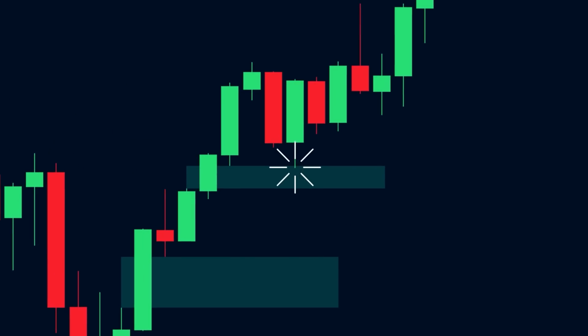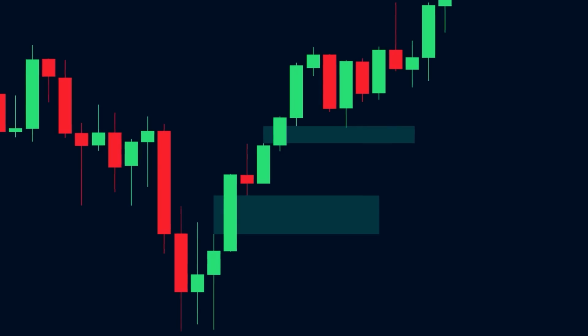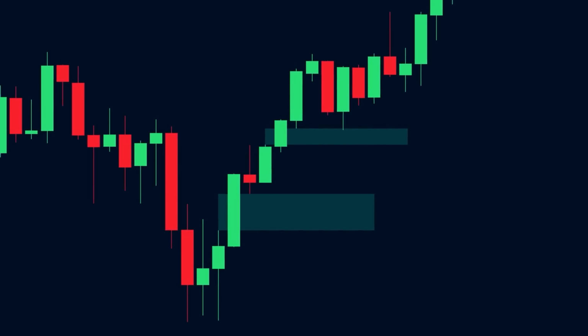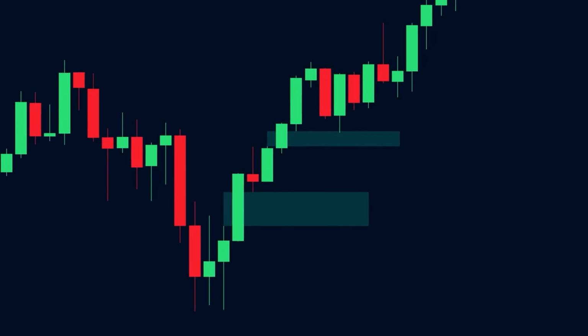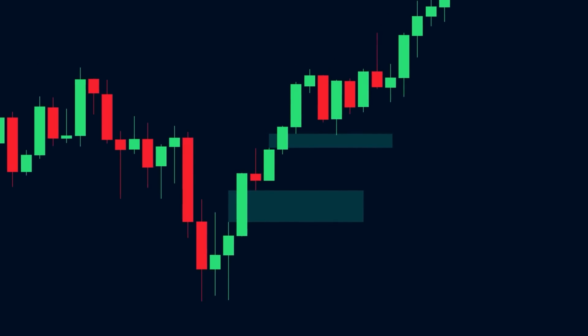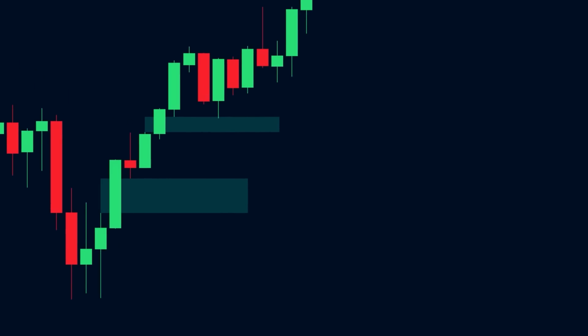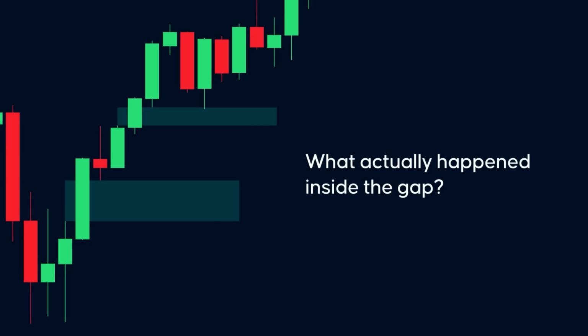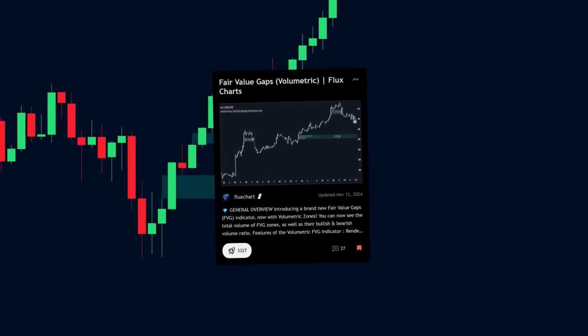The catch? Not every fair value gap will hold. Some get filled instantly, others get ignored. And until now, there's been no way to measure which ones are backed by real participation. That uncertainty is what makes fair value gaps tricky to trade, but there's a way to cut through it by looking at what actually happened inside the gap. That's where this indicator changes everything.